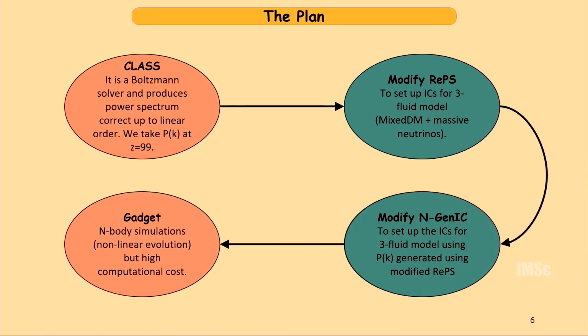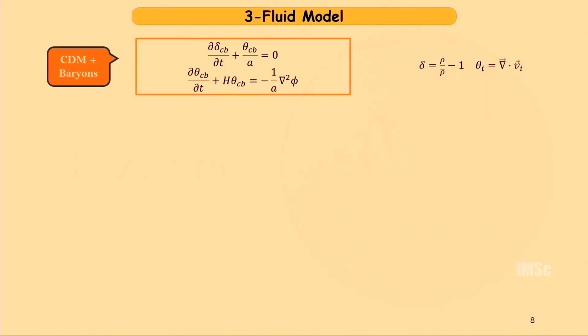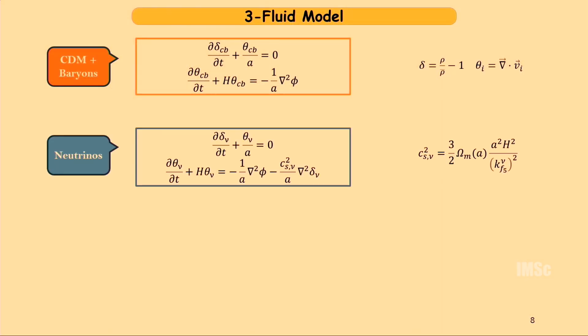For doing that, the plan is we first will have to modify REPS to set up the initial condition for a 3-fluid case. Then we would have to modify N-GenIC again for a 3-fluid scenario, and then we will have to modify Gadget. Now we start by taking inspiration from REPS. REPS solves the fluid equations for doing the backscaling on CLASS's power spectrum. These are a set of continuity and Euler equations for CDM and neutrino particles. We assume baryons to be pressureless for our case.